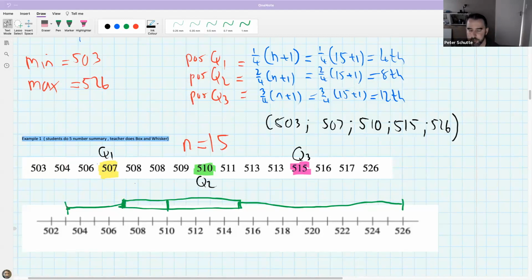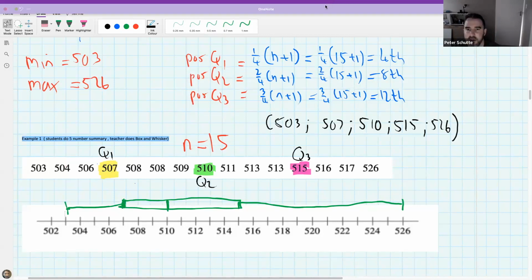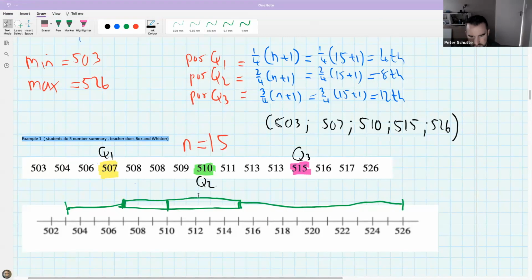Okay, now I've drawn my box and whisker plot. Give me a thumbs up if you feel like you understand how I did my box and whisker plot. Give me a thumbs down if you feel unsure about something. I want to get a feel for the room. And I want to make some comments now about the box and whisker plot, but I want to make sure everyone is with me.